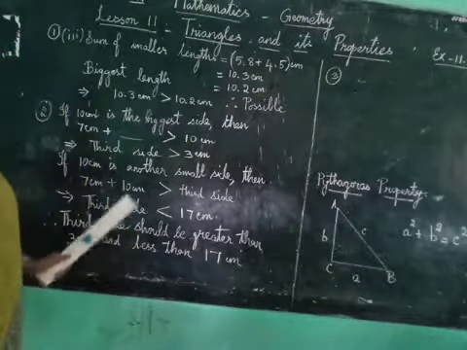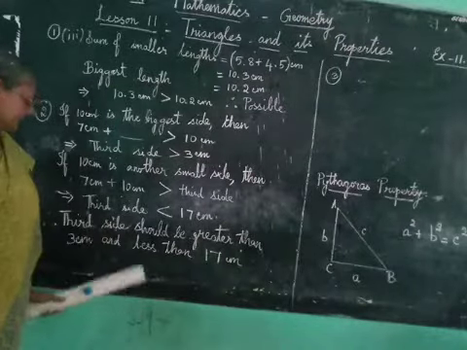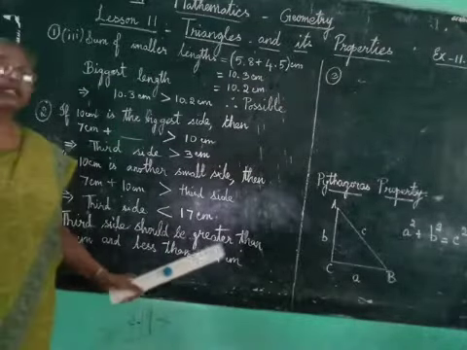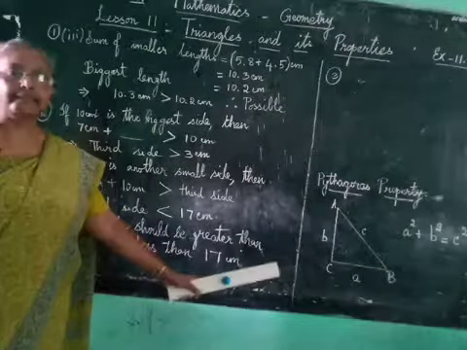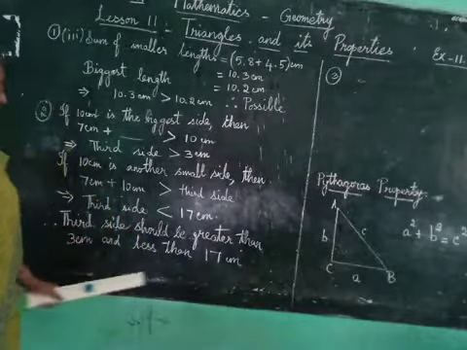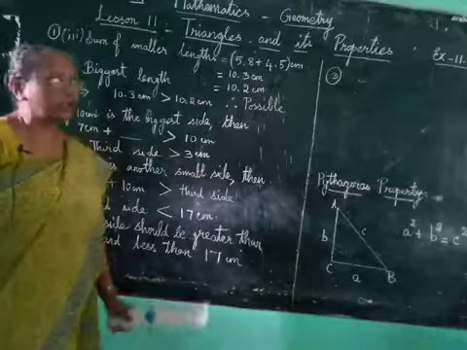So from this we can imply that the third side should be greater than 3 centimeter and less than 17 centimeter. So this is what we finally come to the conclusion.